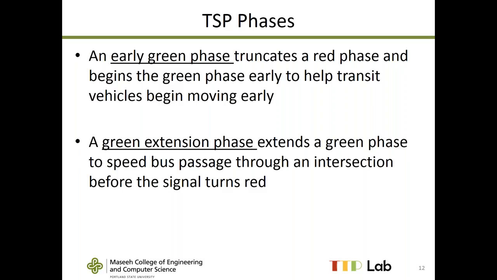So this is extending the green phase to let the bus speed up and go through the intersection before the signal turns red. So the green extension assumes that the bus is already moving and will be able to take advantage of this extra green time that is added.